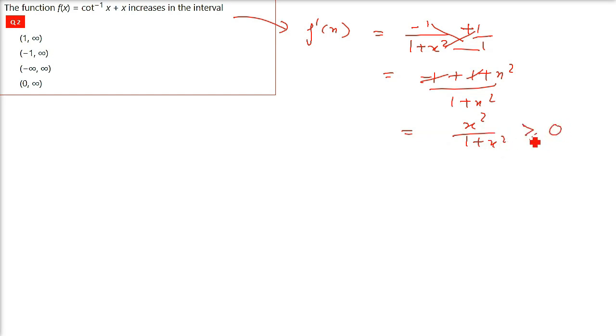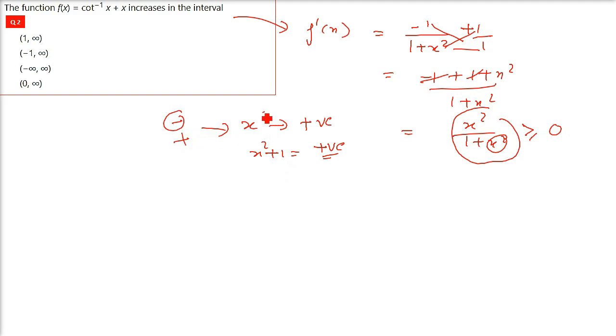Now this has to be greater than or equal to 0 because it is increasing. Now you tell me, x square. Just use a simple logic. X square will always be positive. Even if you add 1 with it or any number which is positive, it is going to be positive only. That means this whole value, numerator and denominator collectively, will always be greater than or equal to 0. So if you put any value negative or positive, you are going to get always positive.